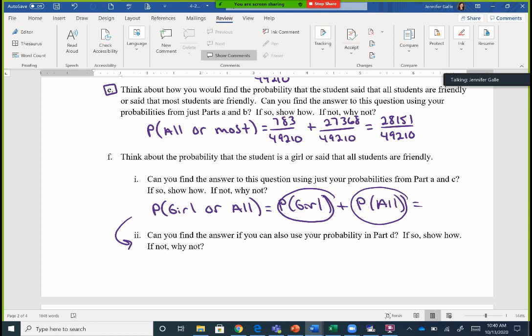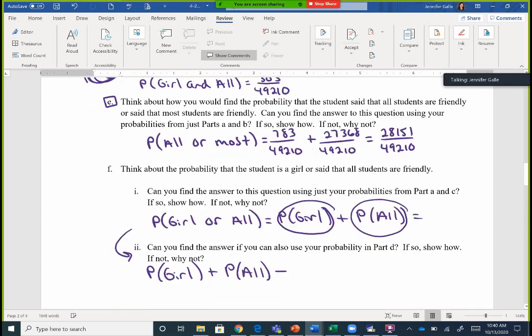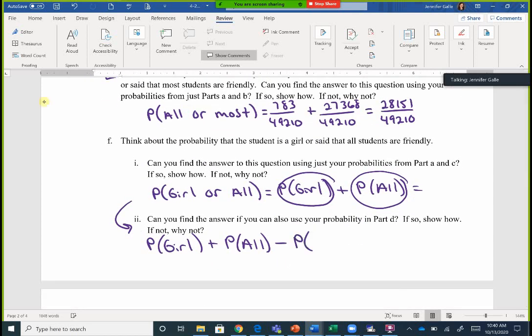So what I need to do to accomplish this is I'm going to need to take the probability that they're a girl plus the probability they said all students are friendly. But then what do I need to get rid of? Yeah, we need to get rid of the girl and said that all are friendly. So minus the probability of girl and all. So this was part C, this was part A, and then this was part D. Those are the different parts.